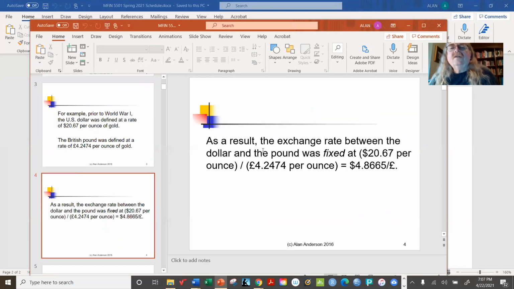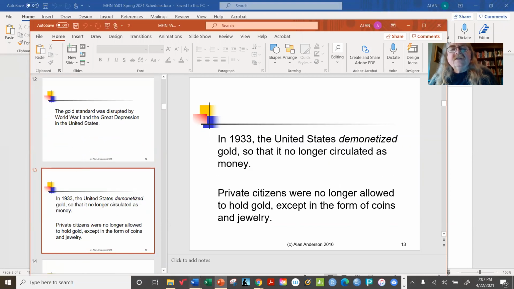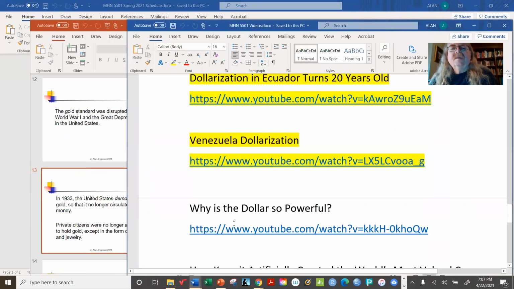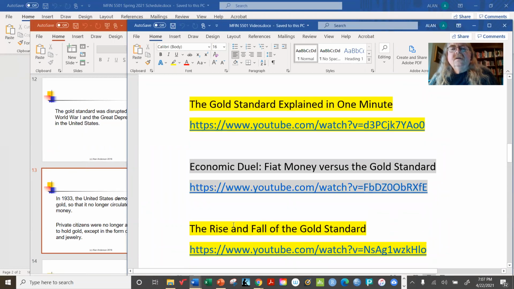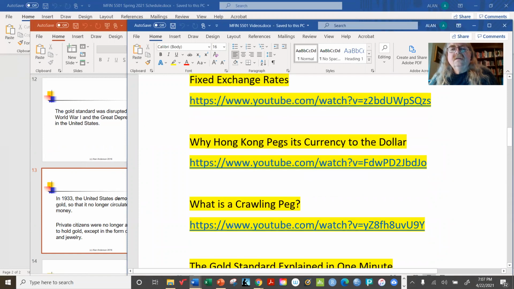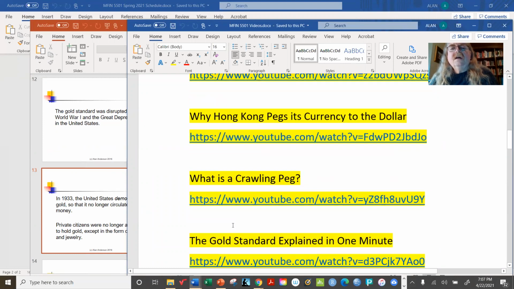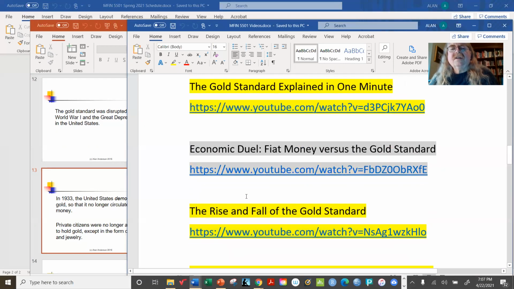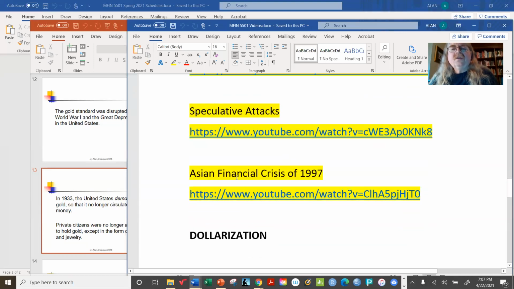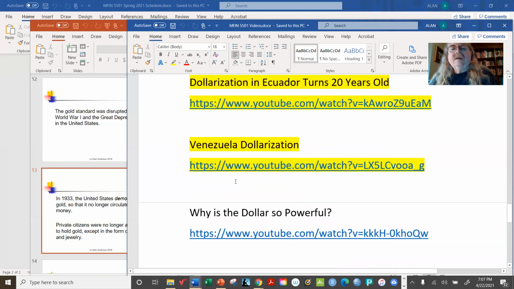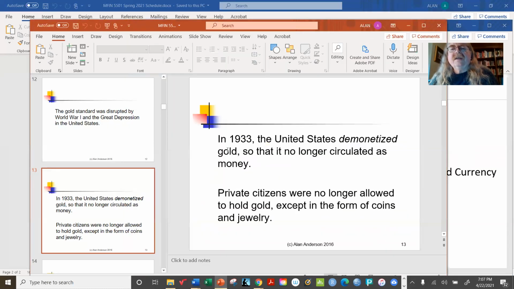I believe we were talking about the gold standard. And I believe I have a list of the videos we've been watching. And so I see that we definitely covered the gold standard. We did fixed and floating exchange rates, Hong Kong's currency peg, a crawling peg, the gold standard, Bretton Woods, speculative attacks, the Asian financial crisis, and oh man, we really got pretty far. Dollarization, but we saved a lot of good stuff for this week.